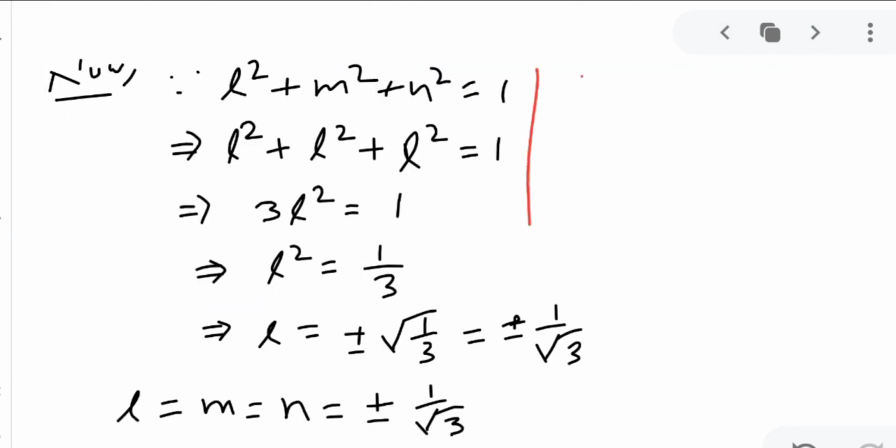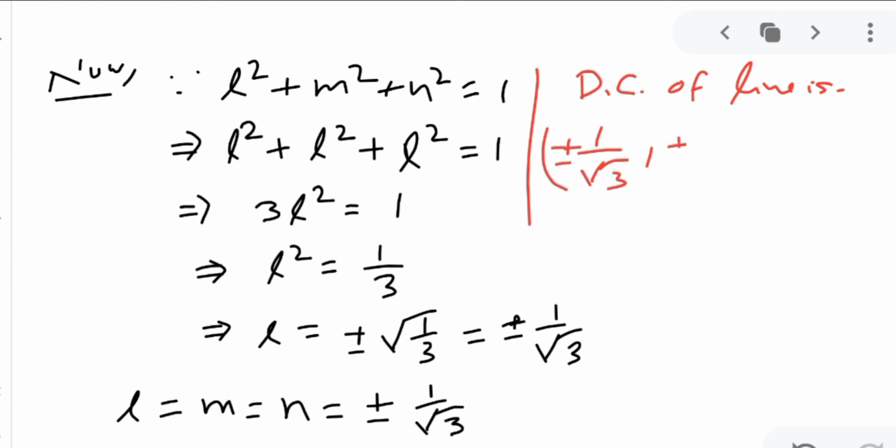The direction cosine of the line is L, M, N. So L is plus minus 1 upon root 3, so plus minus values will come. I will write the answer: plus minus 1 upon root 3, plus minus 1 upon root 3, plus minus 1 upon root 3, because all three values are the same. So L, M, N is the same. This will be our final answer.